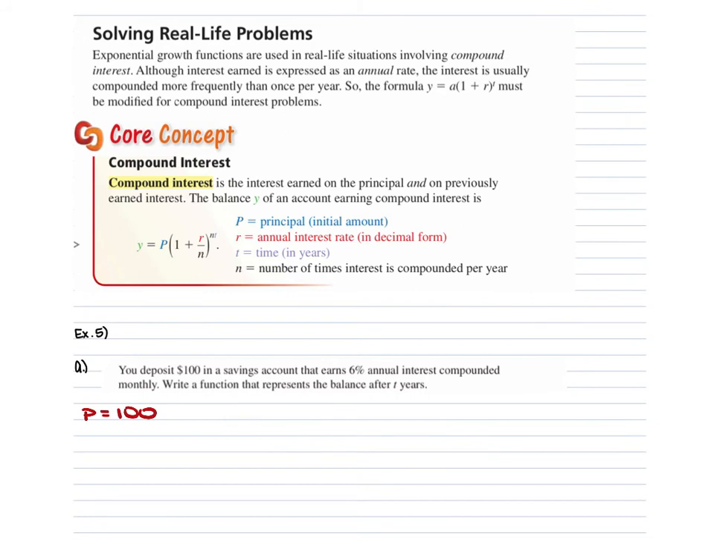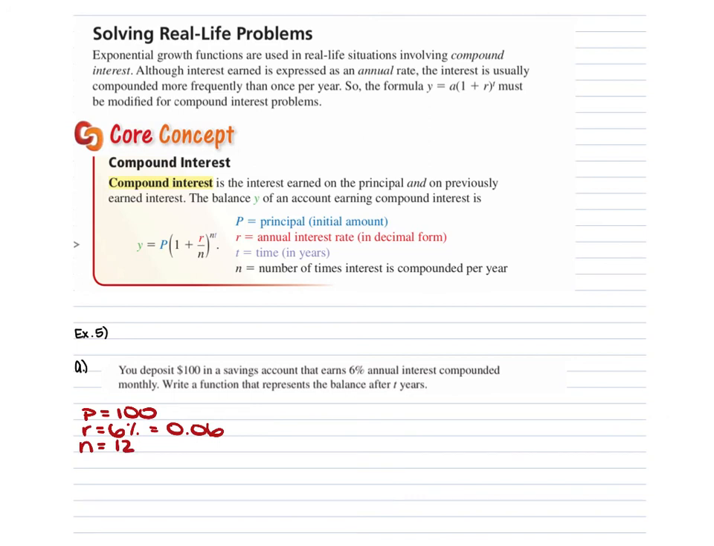The savings account earns 6% annual interest, so your rate is 6%. As a decimal, that's 0.06, because remember, we moved the decimal point 2 places to the left to give us the decimal form of the percent. Now, it tells us that it's compounded monthly. So n within this formula is the number of times interest is compounded per year. If it's compounded monthly, how many months are in a year? 12. So our n is 12.